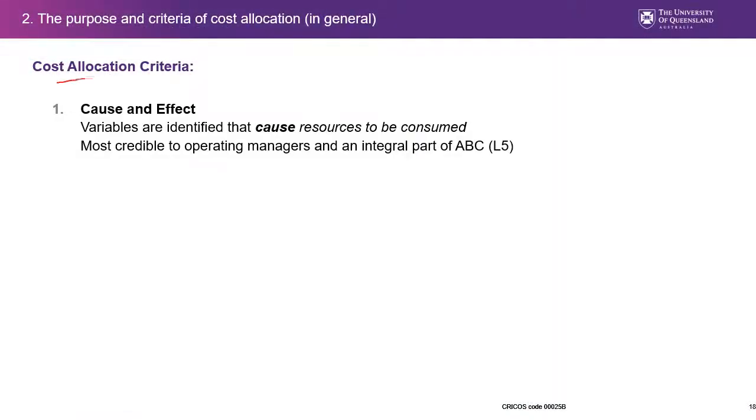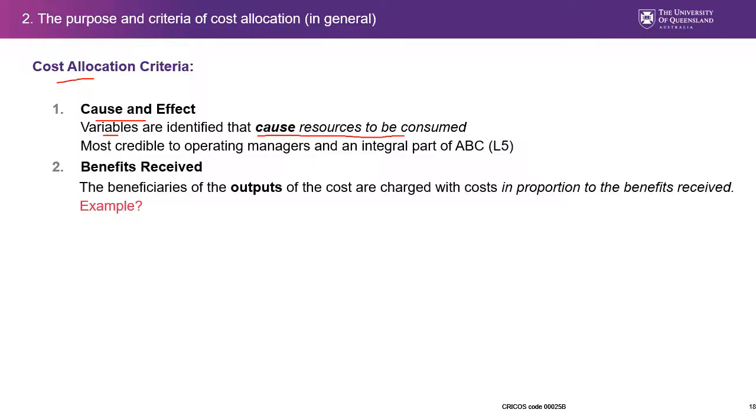So when we allocate these overhead costs, we want to use a cause and effect criteria. The variables that are identified to cause resources to be consumed are the variables that we want to use as our cost allocation basis. We could also use benefits received. So we might allocate based on the benefit that a particular job or product receives. The beneficiaries of the outputs of the costs are charged with the costs in proportion to the benefits that they receive.